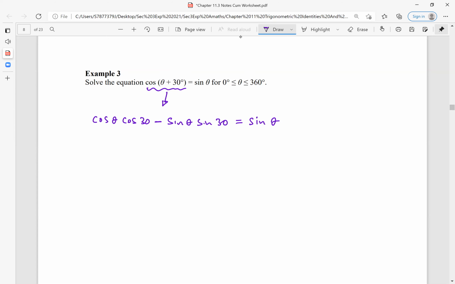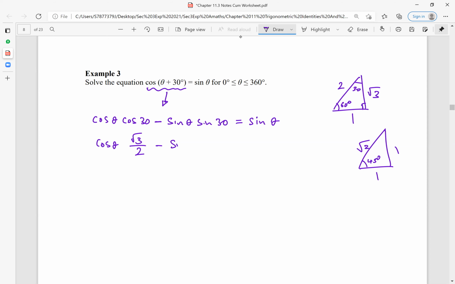Wait, let me see. Cosine 30 is square root 3 over 2. Now, in case you forget, what must you do? Draw the triangle. This is 30, this is 60. This is the 2, this is the 1, this is square root 3. Then another one is your 1 and 1, square root 2, 45 degrees. These are the two triangles that you must remember. From here, you can get every other ratio.